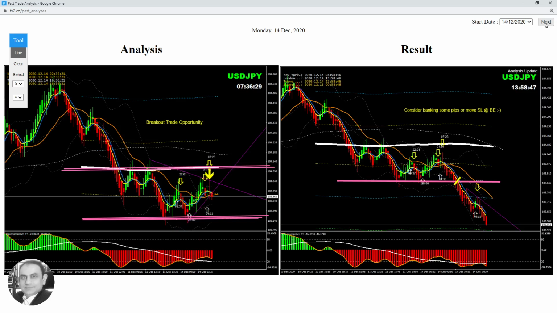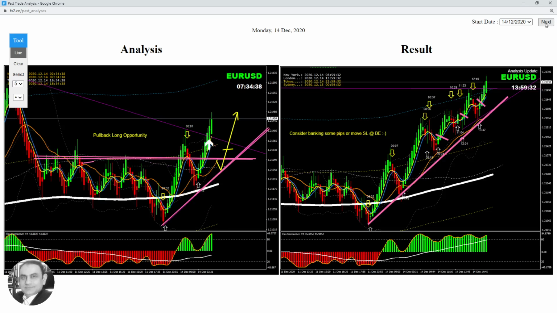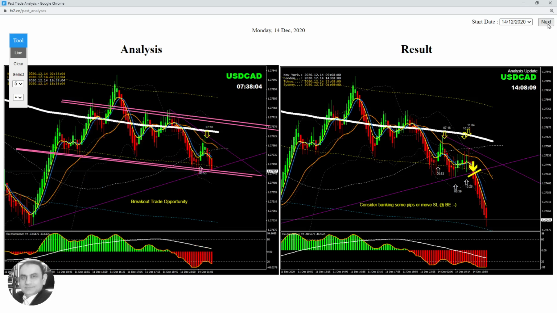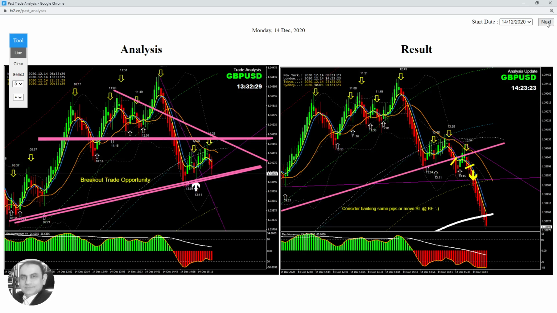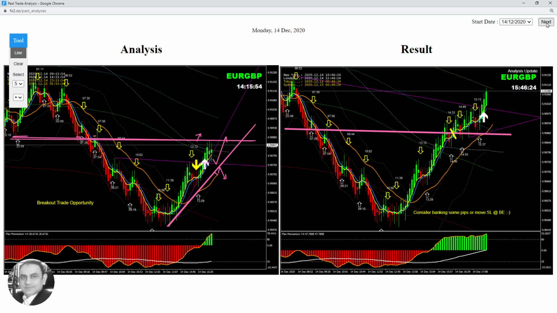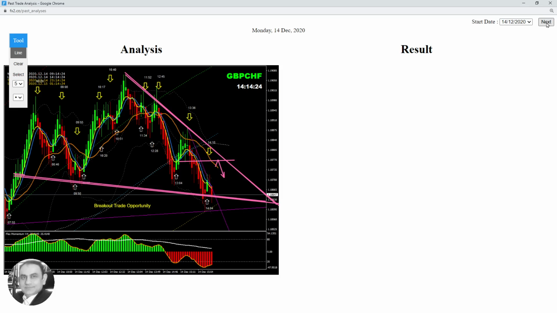Beautiful breakout short trade. Dollar yen, sideways market, breakout short trade. Euro USD, as mentioned to you this morning, we had a beautiful pullback long trade. As you can see, the price nicely developed the pullback based on this analysis, and a beautiful long trade. Dollar CAD, pretty straightforward breakout short trade. Pound yen, pretty straightforward. This was the New York session analysis. Beautiful breakout short trade. And pound dollar, as you can see, I did the analysis. Beautiful breakout short trade. And euro pound breakout long trade.